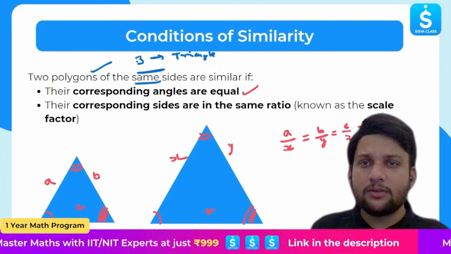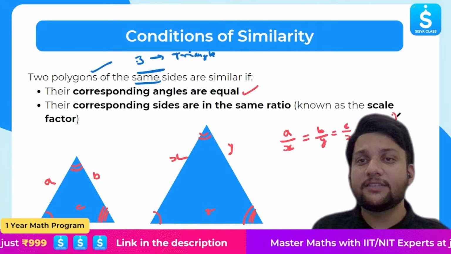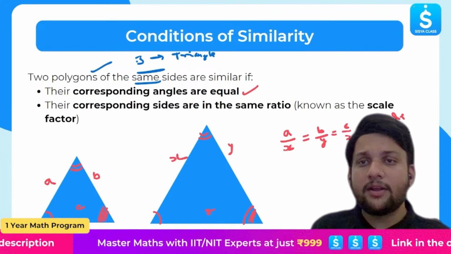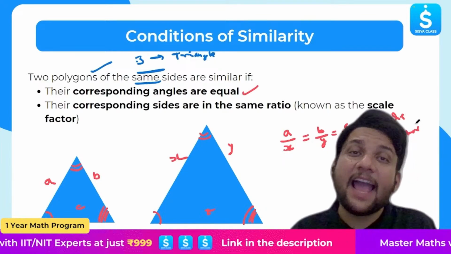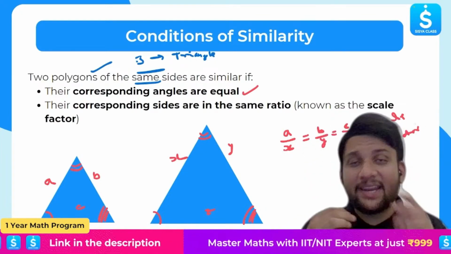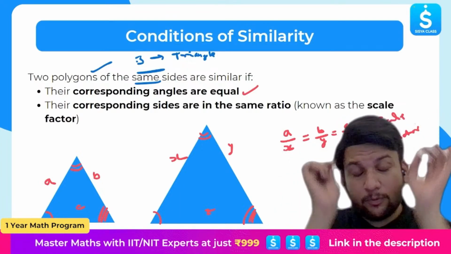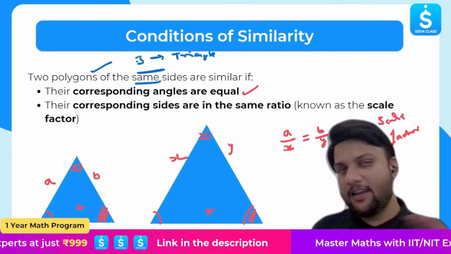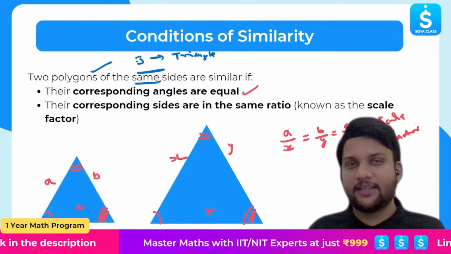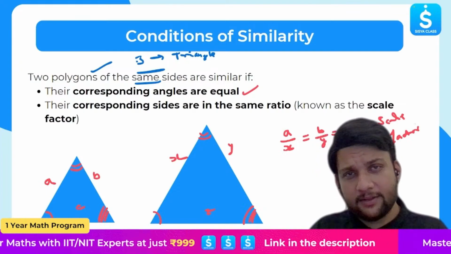Now, this is known as scale factor, and this is very important, dear students. For MCQ type of questions, this can be asked. What is scale factor? The ratio of the corresponding sides. Corresponding sides very important. In the latter part of the lecture, you will understand why I'm saying this. Up till now, clear? Great.